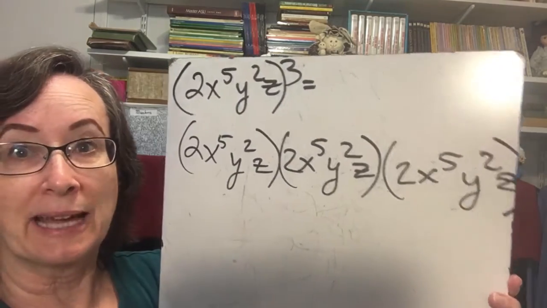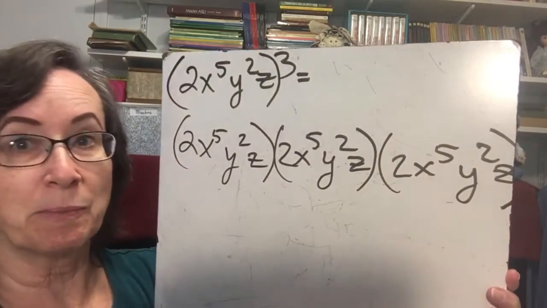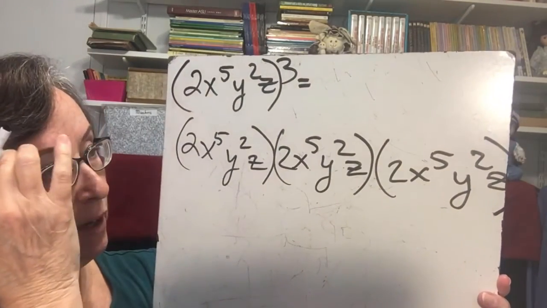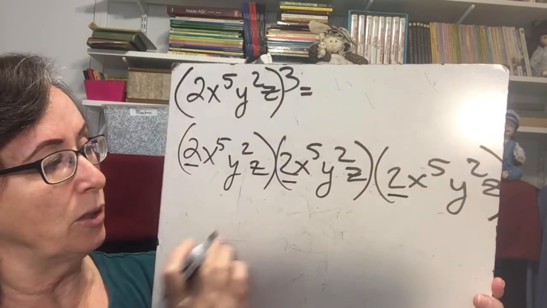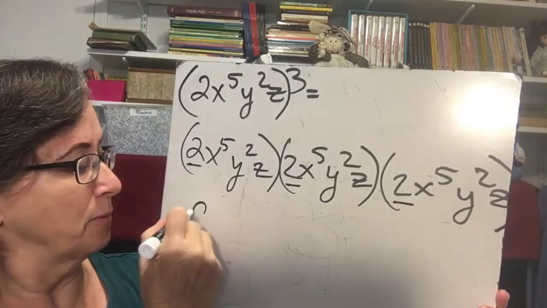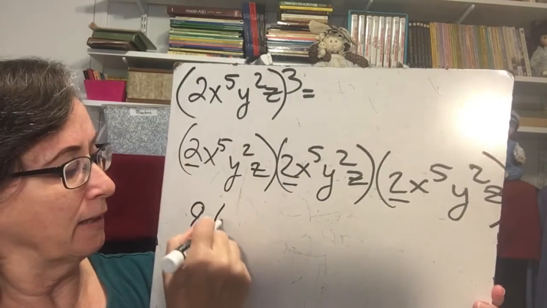Right? Because I am cubing that expression, I'm going to have it 3 times multiplied together. Well, I know when I do this that I'm going to have 2 times 2 times 2, and 2 times 2 times 2 is 8. And then I'm going to have x to the fifth.